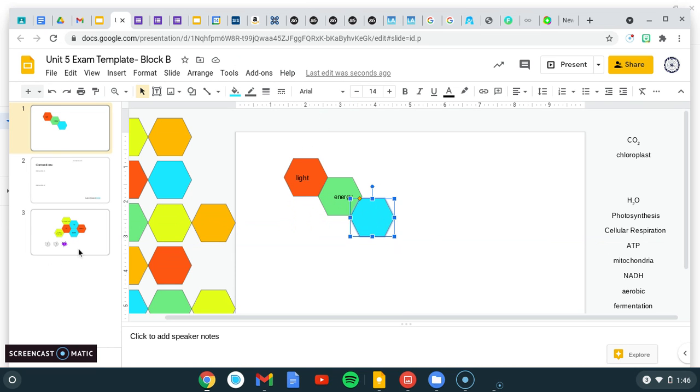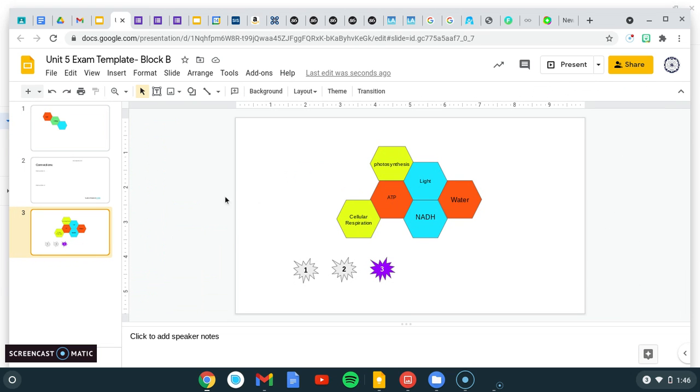in the making of this map. Now, you are going to use all 15 hexagons and all 15 terms, but I'm going to show you an example with a smaller amount. So in this one, you can see I've said photosynthesis is connected to ATP and light. Light is connected to photosynthesis, ATP, NADH, and water. Water is connected to light and NADH. So you can see I've got a lot of connections here.